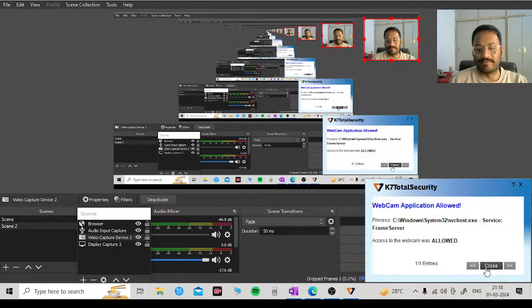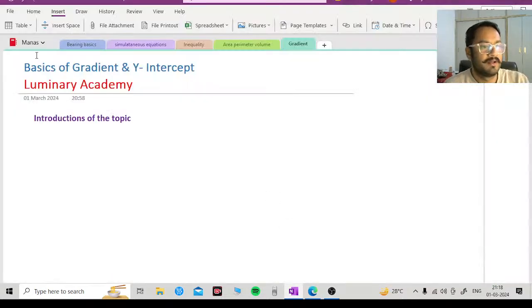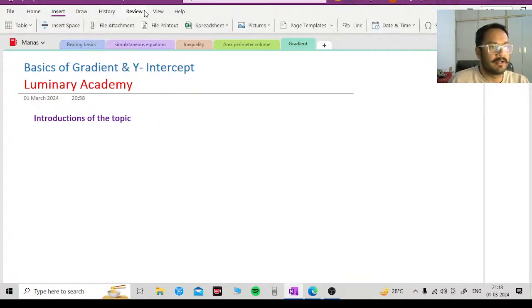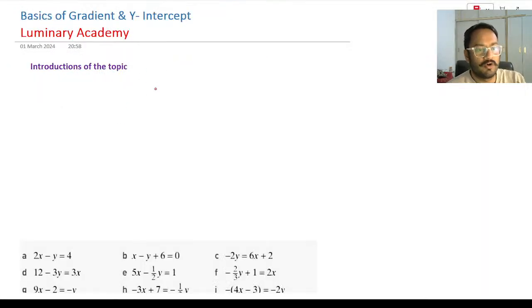Hello students, welcome to Luminary Academy, and today we are starting the class on straight lines. So what is a straight line, how to draw a straight line, and what is the equation of a straight line? We all know that the straight line equation is y equals mx plus c.